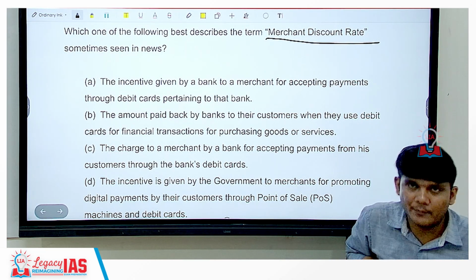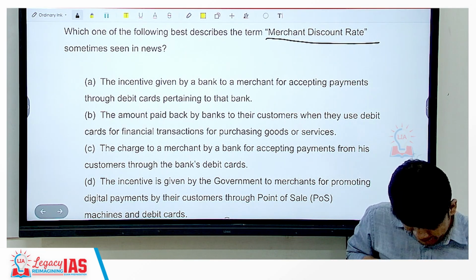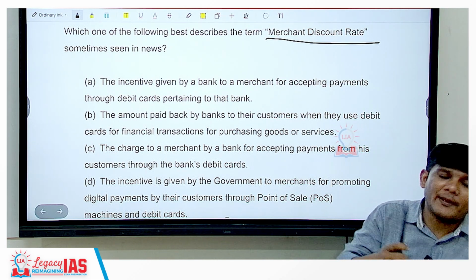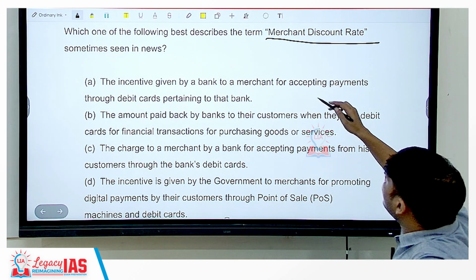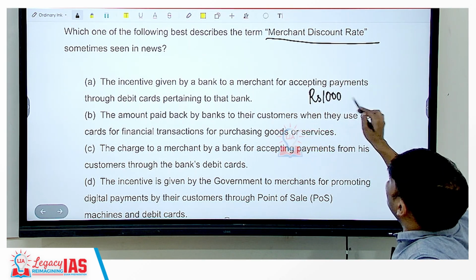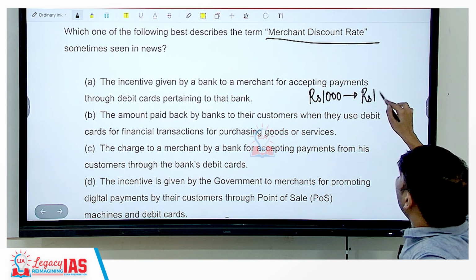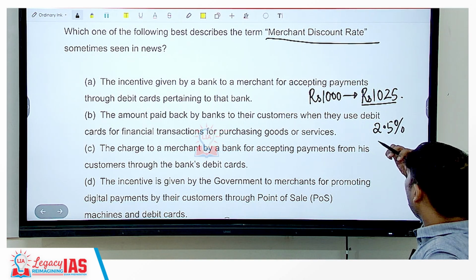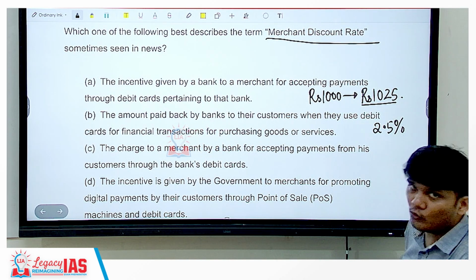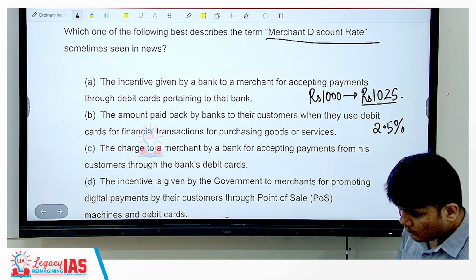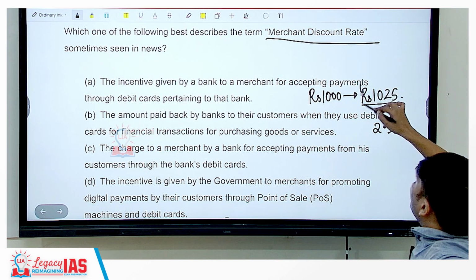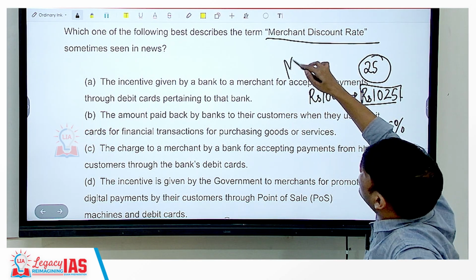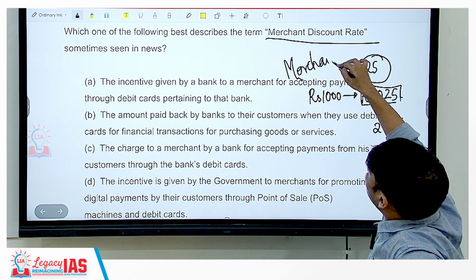The shopkeeper would have told you at that time, sir, madam, whoever it is, if you pay through the debit card, this 1000 rupees shirt would cost you 1025. That means 2.5% extra. Are you okay? If you're okay, let's pay it. You say okay. So 1025 is charged, 25 rupees additional is charged. This additional money is nothing but the merchant discount.